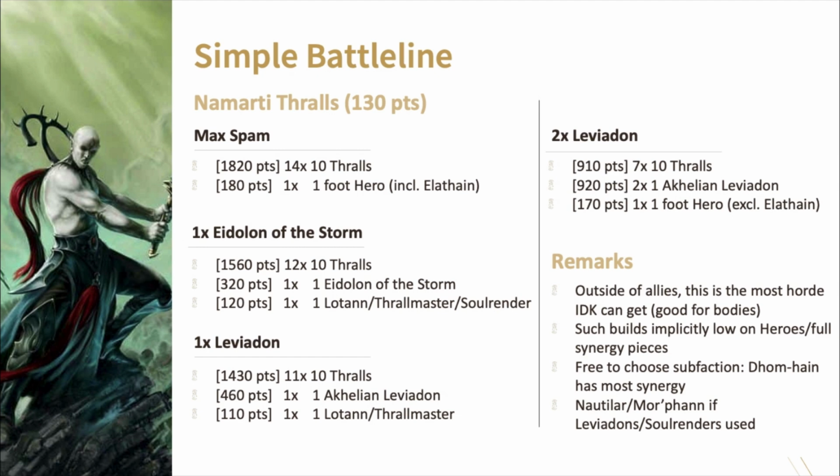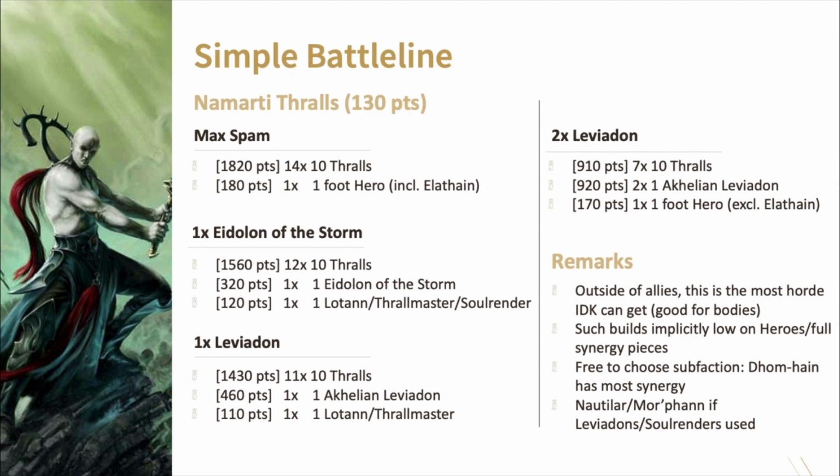You subtract any obligations. So you could subtract the cheapest points cost you could possibly take for a hero. So in this case, that could be your general, not an allied hero. It would be 110 points for either a Lotann or a Thrall Master. So now we're at 1890, and then you divide that by the cost of the unit you're trying to spam, which in Thralls is 130 points here, and see how many full units you can fit into that points cost, which at 1820, as you see here, is 14 units of 10 Thralls.